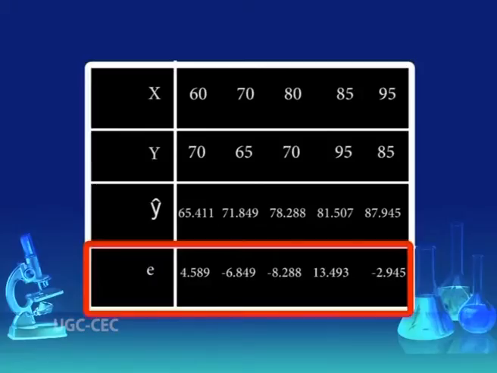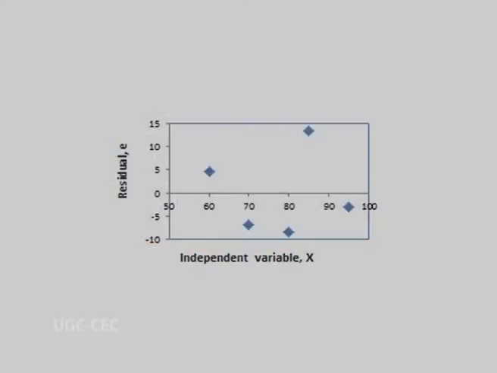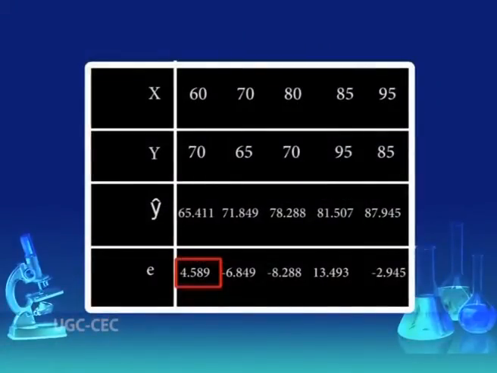The values of e are 4.589, minus 6.849, minus 8.288, 13.493, minus 2.945. In summary, after plotting the residual plot using the data from the table, we can clearly see that the residual plot follows a fairly random pattern, where the first point in the plot is positive, followed by the next two points which are negative. Again, the fourth point is positive, but the last point is negative.